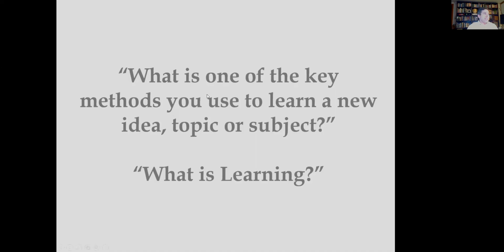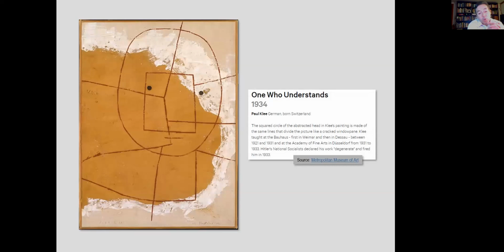So when we answer the question, what is one of the key methods you use to learn a new idea, topic, or subject, it leads to the interesting question, what actually is learning? And one of the paintings that I like best is a painting from Paul Klee, which is in the Metropolitan Museum of Art. Paul Klee was a Swiss painter in the early part of the 20th century. And he has a painting which I like a lot, which is One Who Understands. If you look at this painting, it looks a little bit strange, but what are some of the aspects of this face that expresses this concept of understanding?